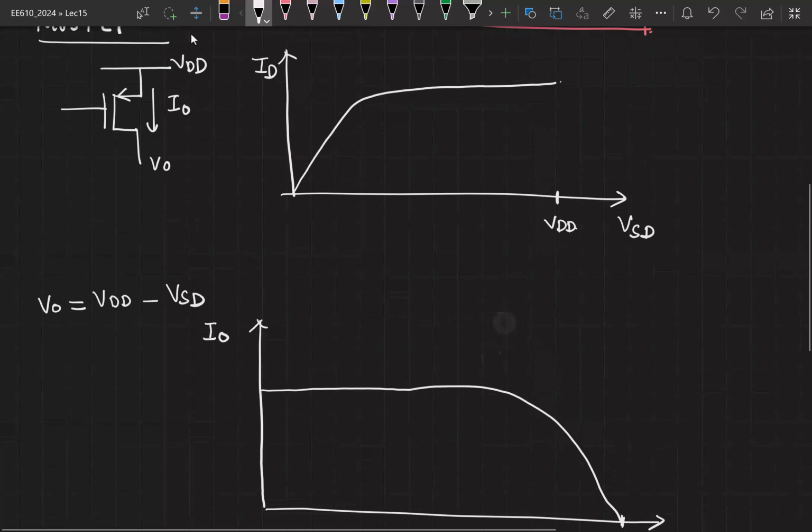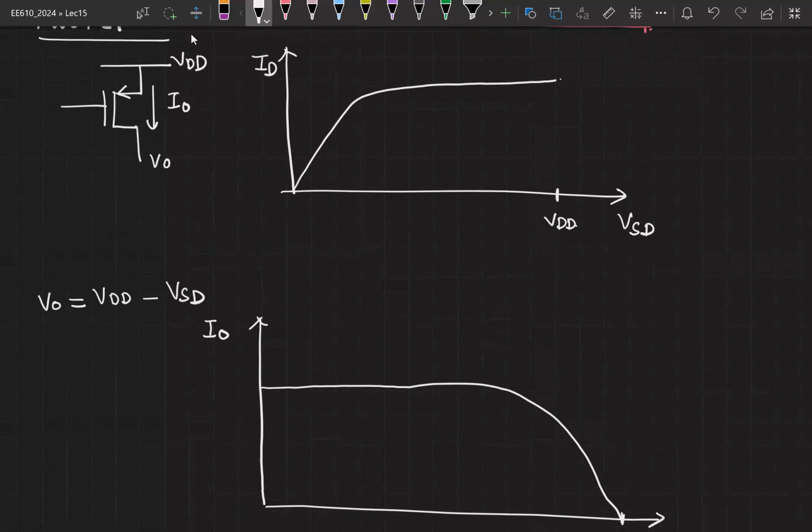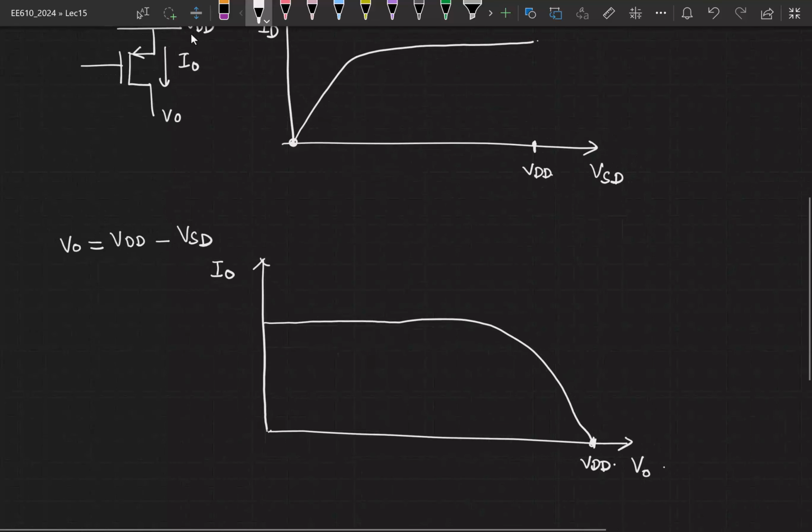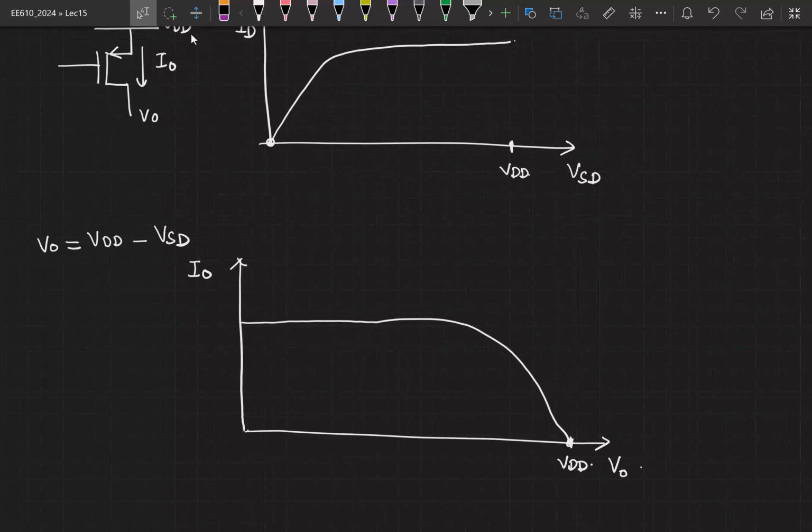When V naught is equal to VDD, VSD is 0. So whatever was happening here now has to happen here. When your V naught is equal to 0, VSD is VDD. So whatever happened here has to happen at this end. That's it. So you have your PMOS characteristics in the I naught versus V naught plot like this.